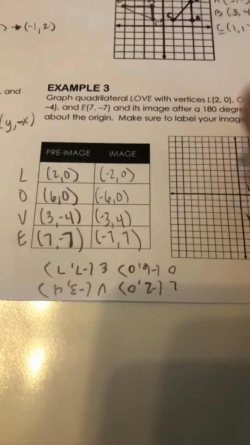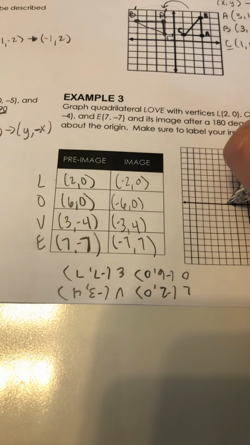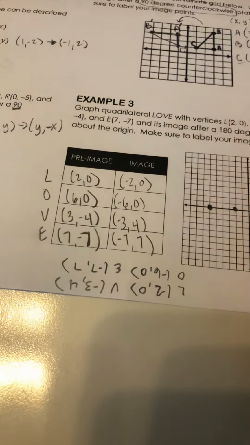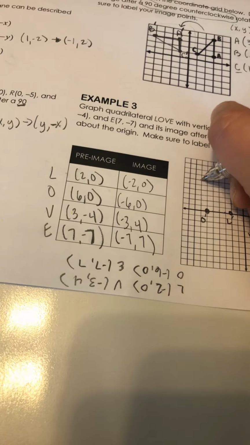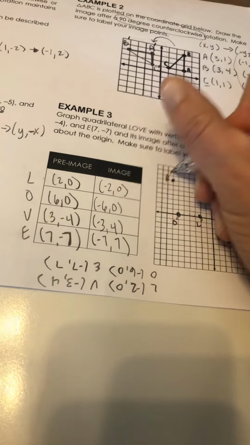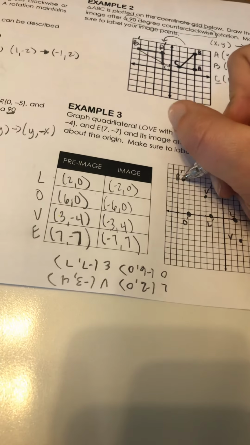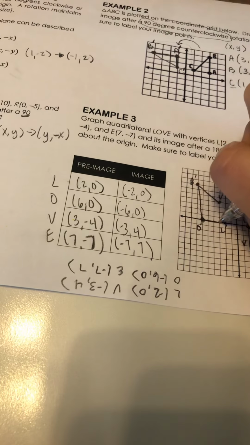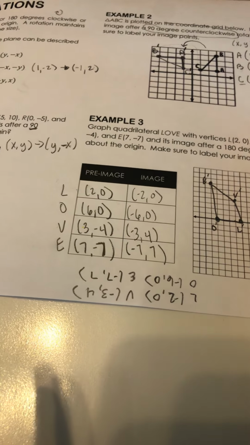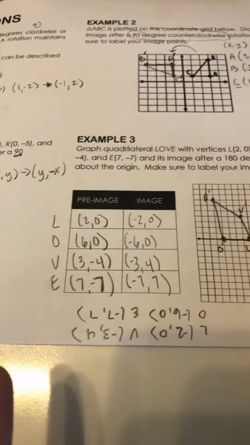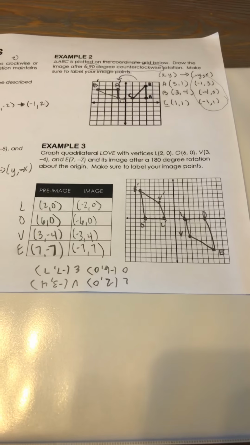So that just shows that either way, we can do either thing, and I'm just going to plot these points so we can see what the shape looks like. So L prime, O prime, 2, 3, 4, 5. This is E prime, and then over 3, 4, V prime. And we can tell if we connect our points, we have the same shape here, rotated 180 degrees. And that's how we do rotations.